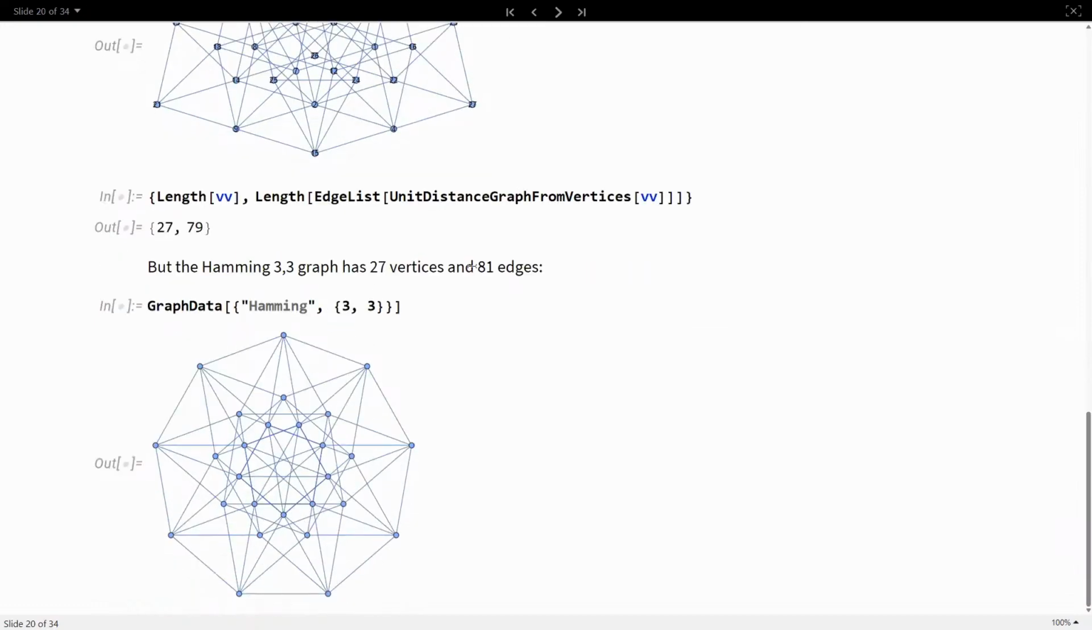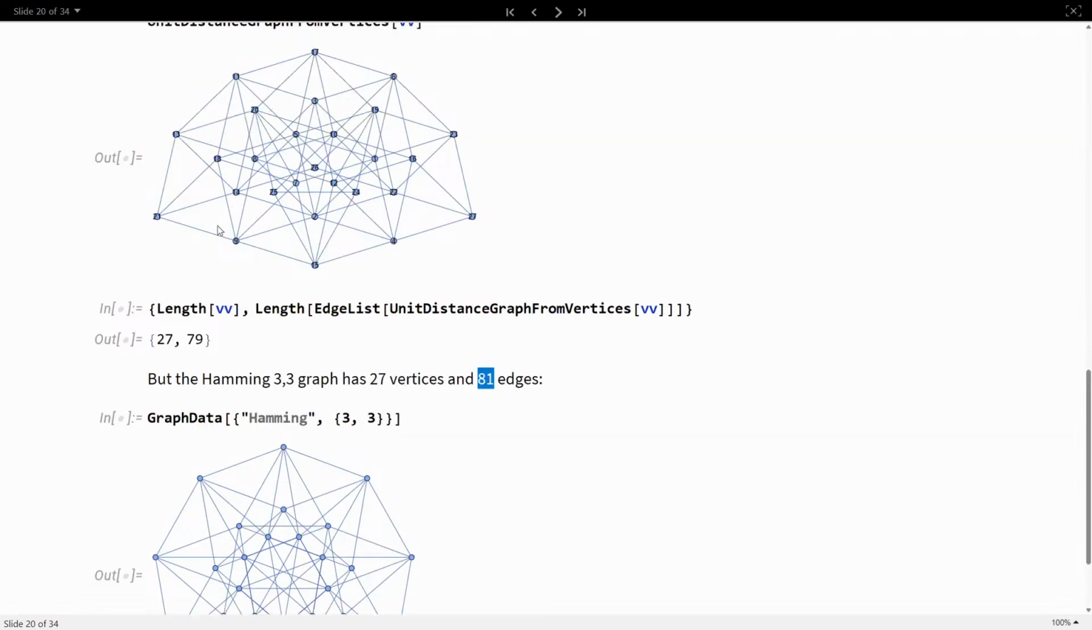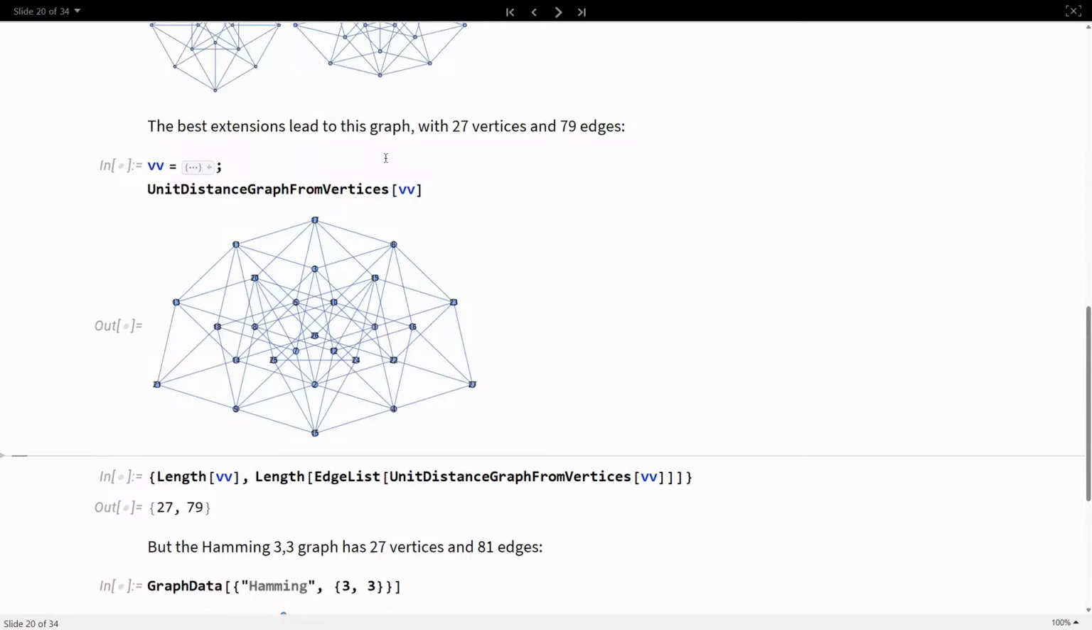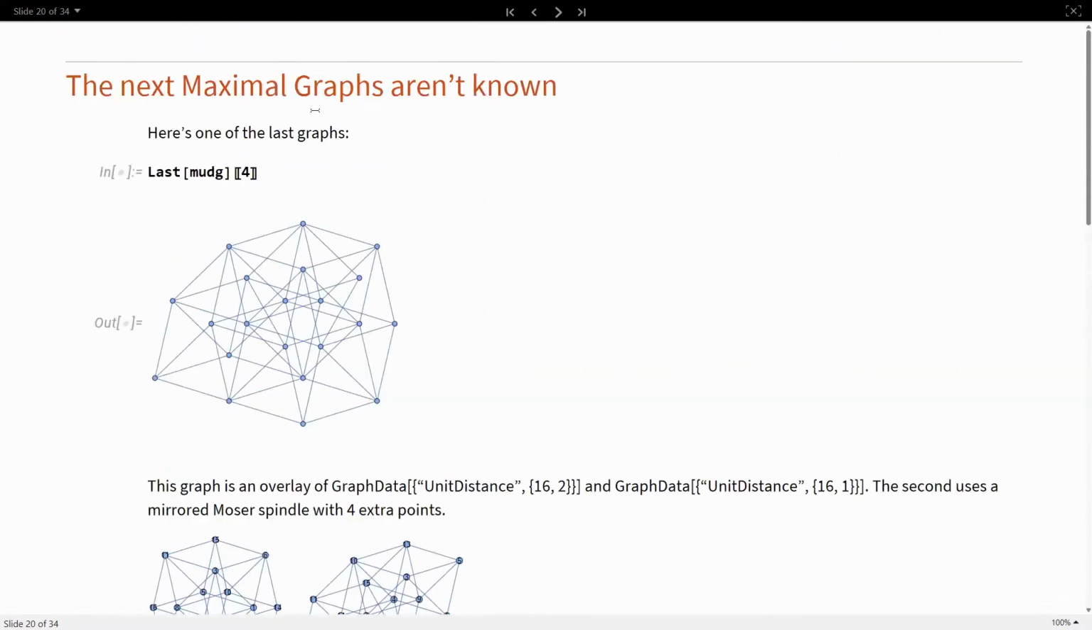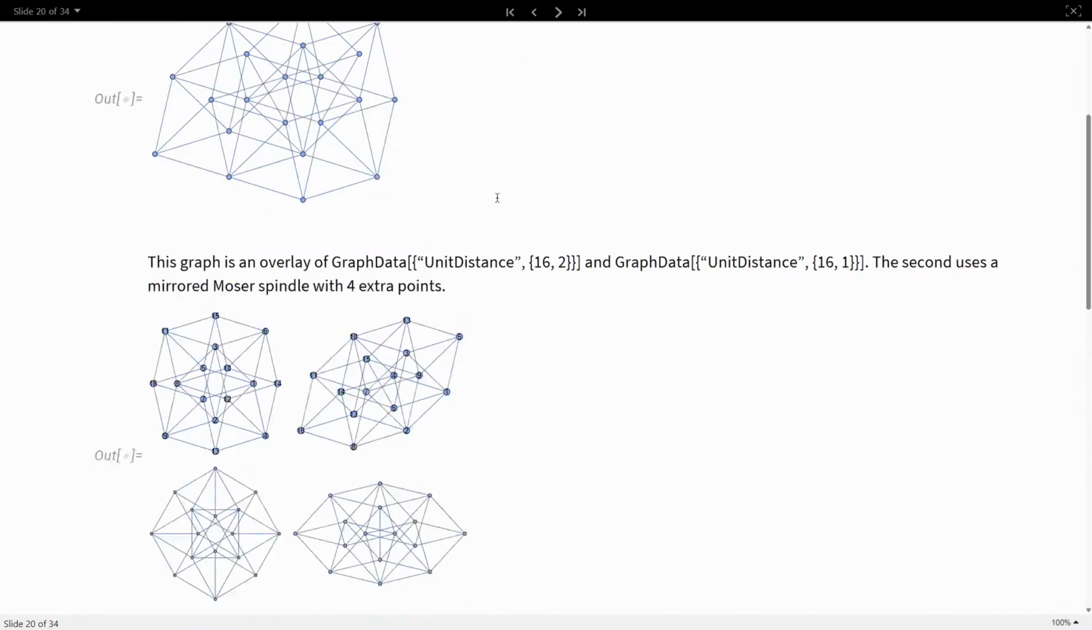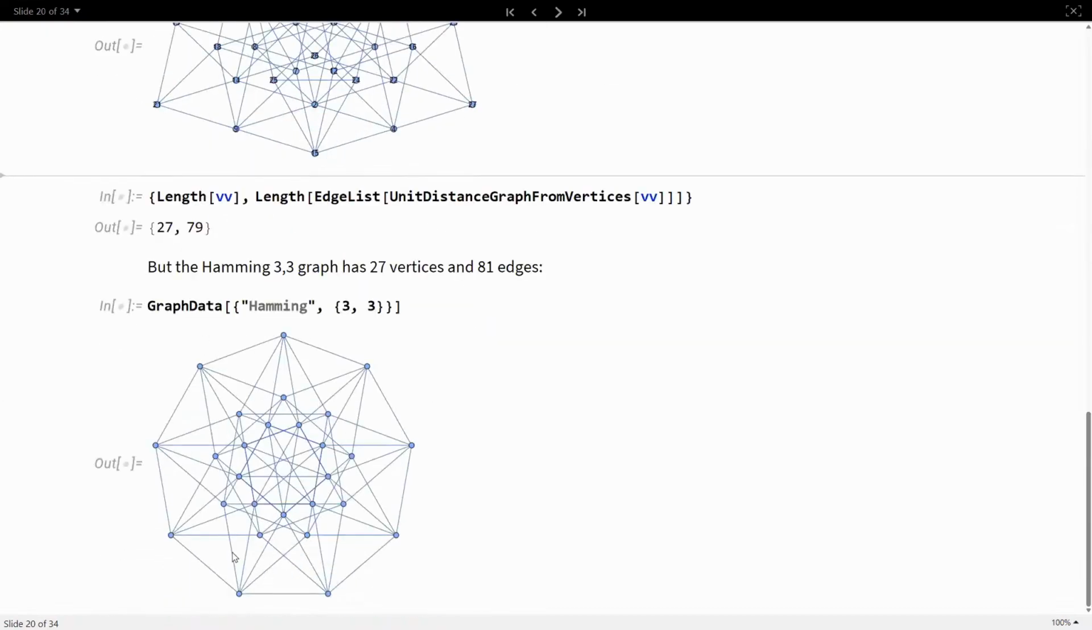However, the Hamming 3-3 graph has 81 edges. So this is not maximal. So the route that this was taking hits a dead end, but we don't know where the dead end is. It's unsolved what the next case is for maximal unit distance graphs. We know that the Hamming graph might be the best version for 27 vertices, but we're not entirely sure on that either. So this is an unsolved question.